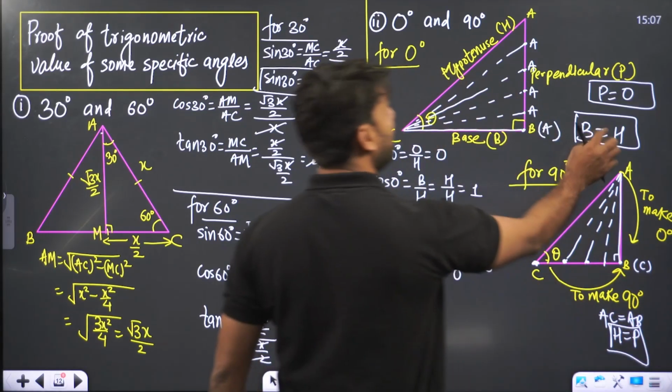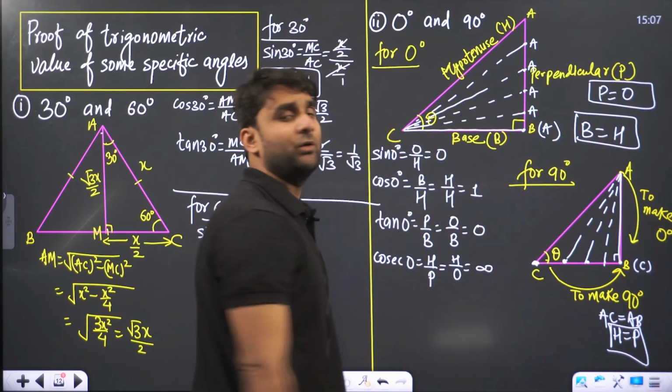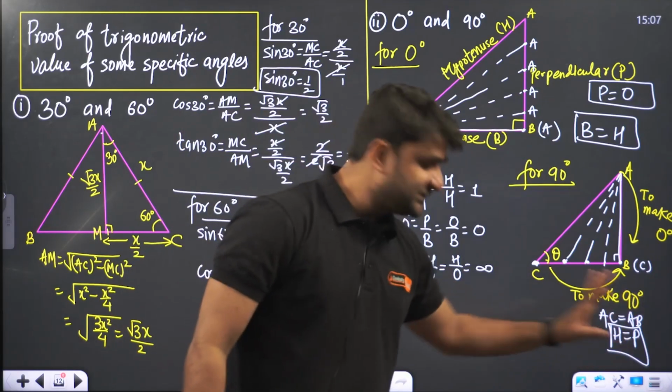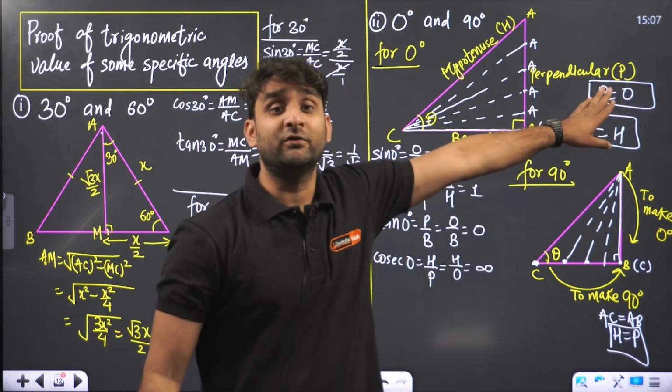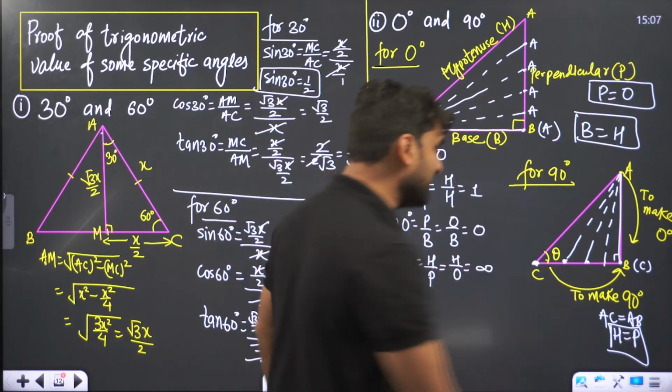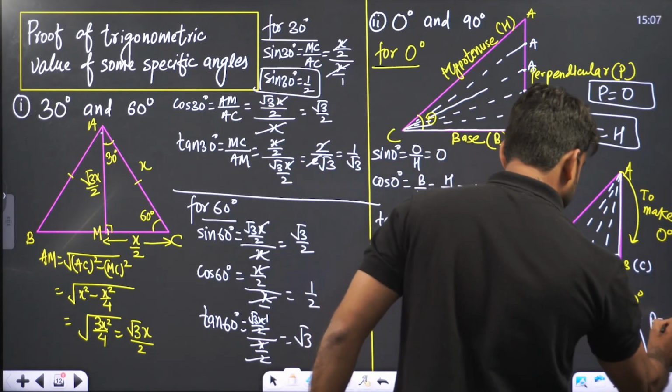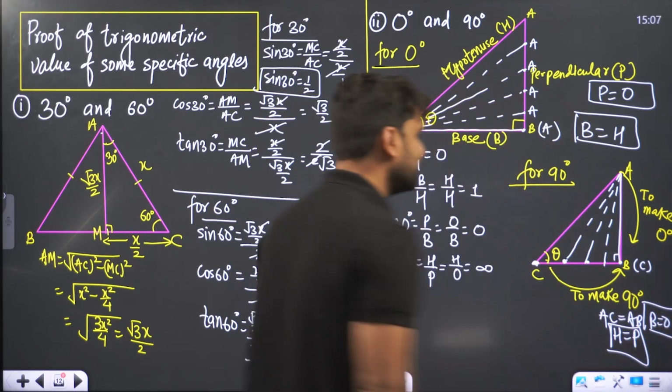But to make angle 0 degree, base was equal to hypotenuse. Here base is equal to hypotenuse. And what was 0? Perpendicular was 0. And now here base will be 0. This is the difference between both. Now you guys can write all the values.